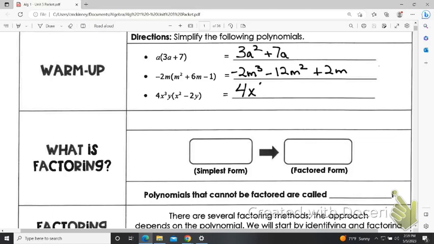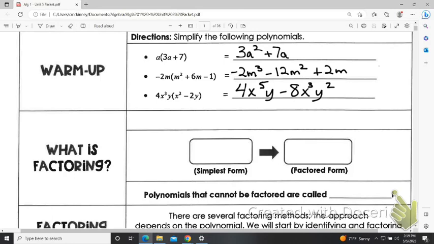For x to the fifth, notice I'm adding those exponents. Doesn't matter that the one inside didn't have a y. And then negative 2 times 4, negative 8, still x to the third, but y is now squared on that second term.